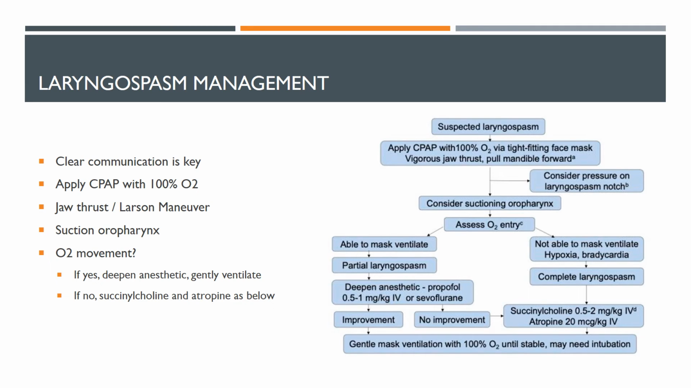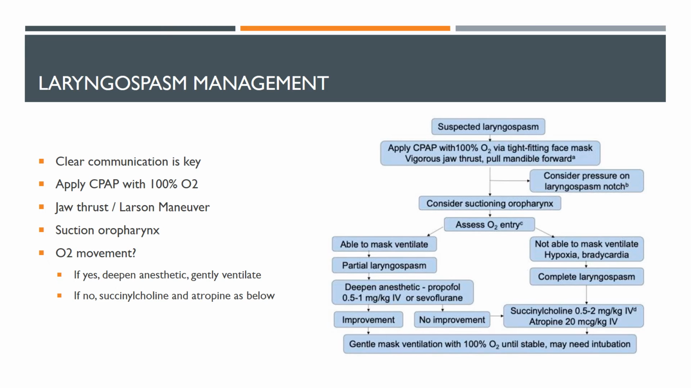We can also perform the Larsen maneuver, which is sharp pressure at the angle of the mandible, which has also been shown to help loosen laryngospasm. We should aggressively suction the oropharynx. This can remove secretions that may be sitting around the cords, stimulating the cords to contract closed via the mechanism that we just discussed. And then ultimately, the branch in the road comes from our assessment of whether we're able to ventilate or not to ventilate.